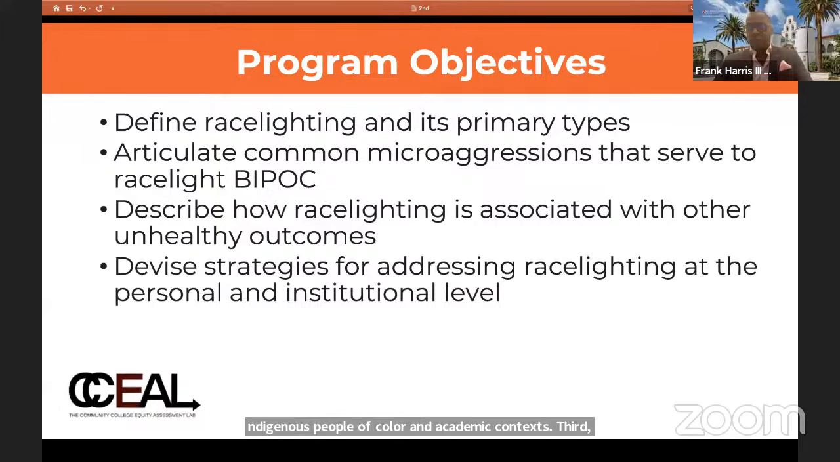Third, you'll be able to describe how racelighting leads to a host of unhealthy and undesirable outcomes for Black and Indigenous people of color, notably a diminished sense of belonging and self-worth, lower academic and career outcomes, and something that we'll talk quite a bit about today, the acute effects of racial battle fatigue. And then finally, we'll offer strategies that can be enacted personally and institutionally to address and mitigate the effects of racelighting. Again, those objectives are for the entire online program, not specifically for this live session. We hope this live session will motivate everyone to sign up and take the online program.